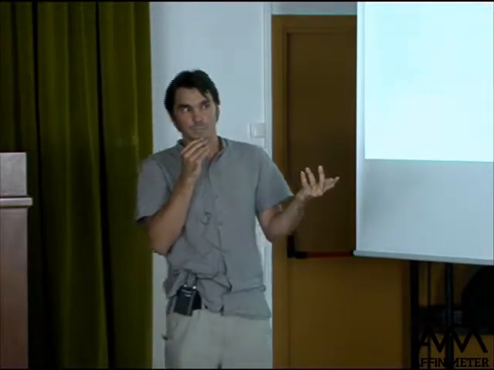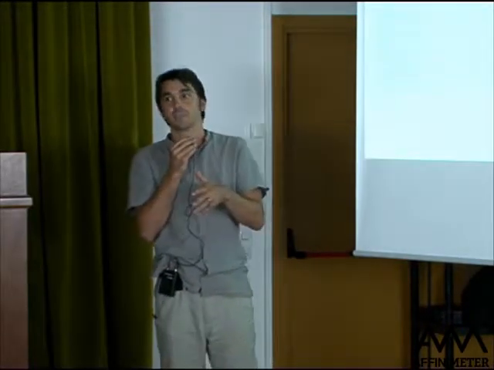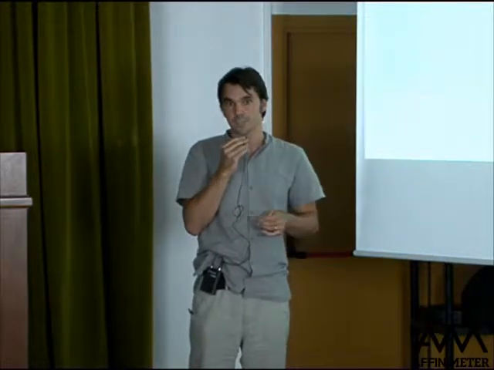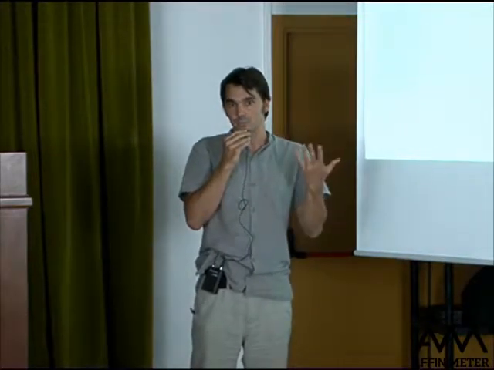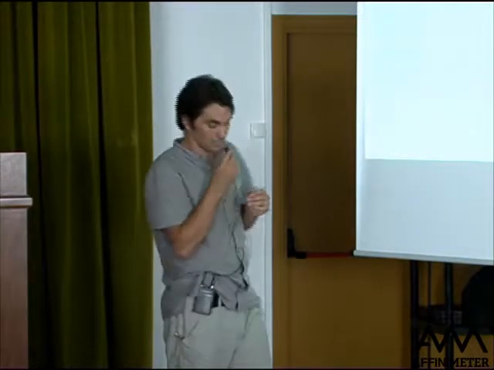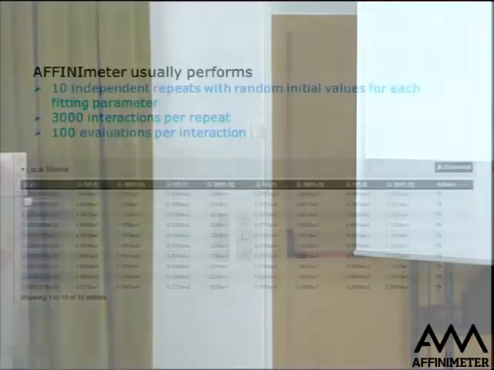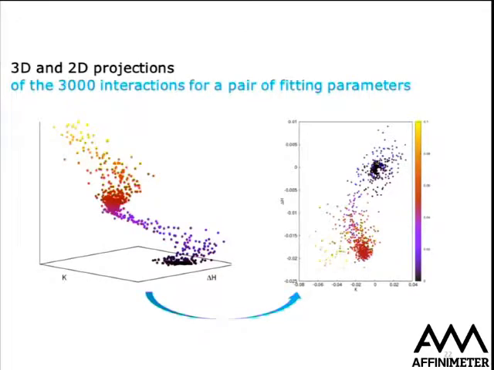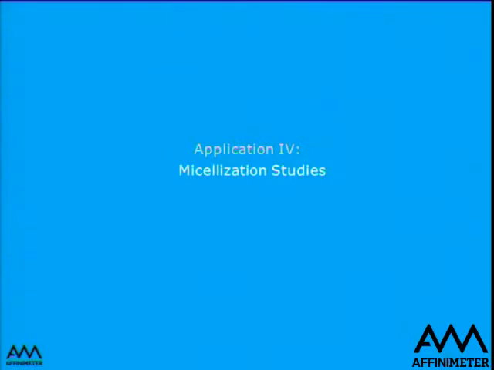Also, some mathematical solutions have no physical meaning, so you can also check for local minima in order to be sure that your analysis is good. I will not go into the next one. This is one example of these 3D and 2D projections of all these 3,000 iterations for a pair of fitting parameters, but I think Angel already showed this.